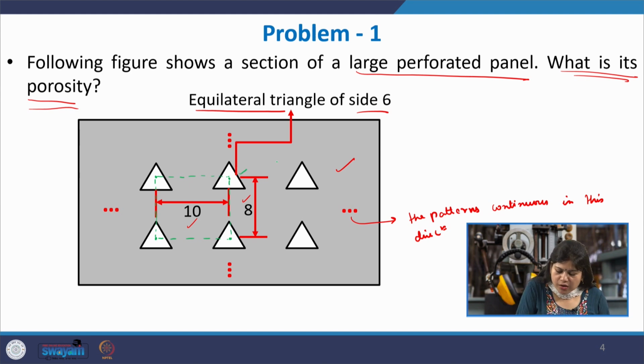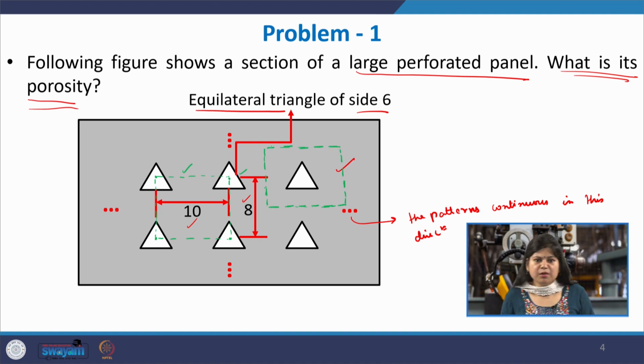Another one that you can think of is this. You can mark a midpoint over here and a midpoint between them. So, either this or this repeating unit you can take as your primary repeating unit, and then you can derive your porosity for both.